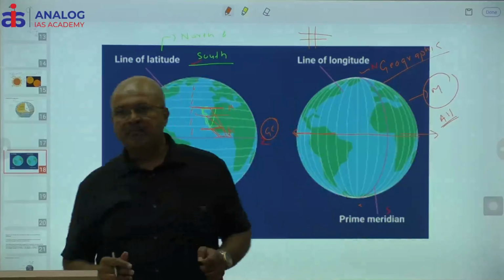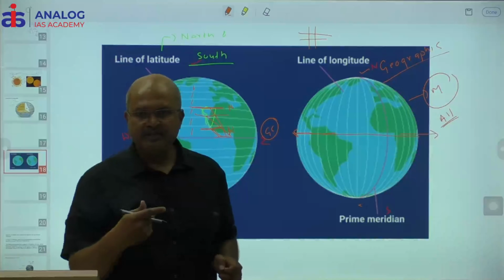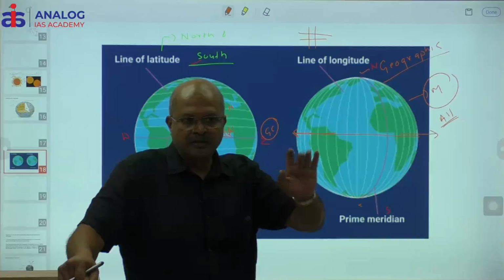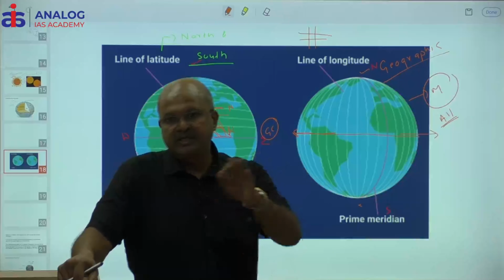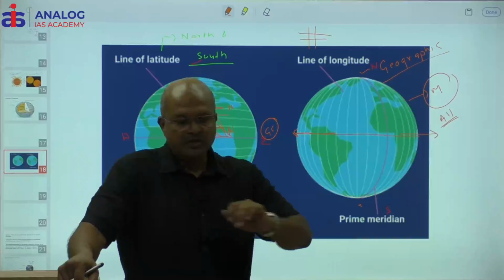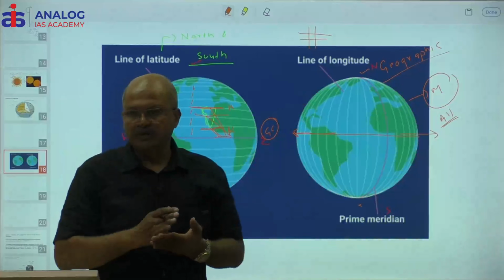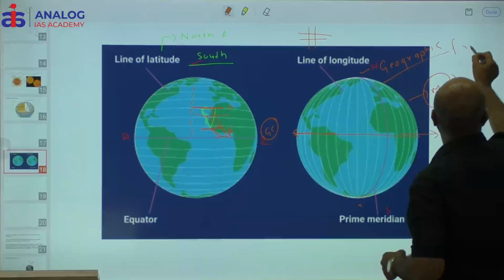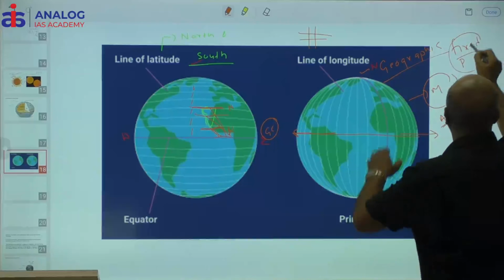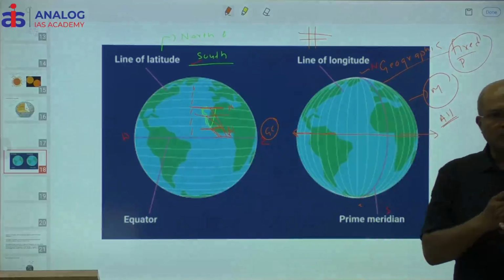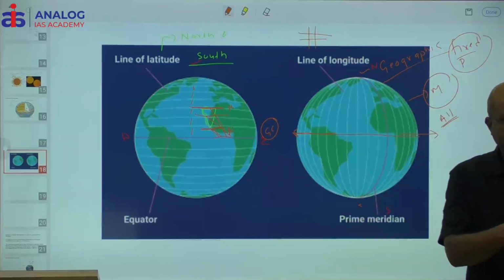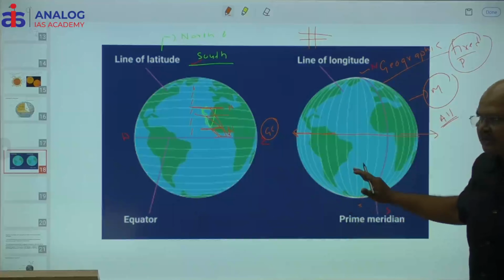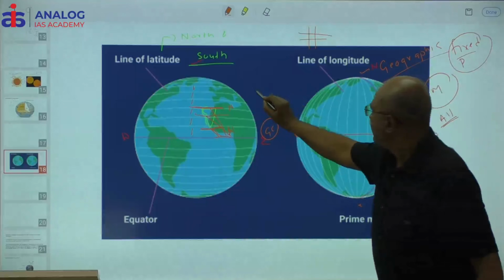Don't confuse this with the magnetic pole. When we say Earth's magnetic polarity, the geographic north pole will not be the same as the magnetic pole. Geographic poles are fixed poles. They will never change. Geographic poles are fixed. They are permanent. And these are the areas where the longitudes merge. They are fixed.